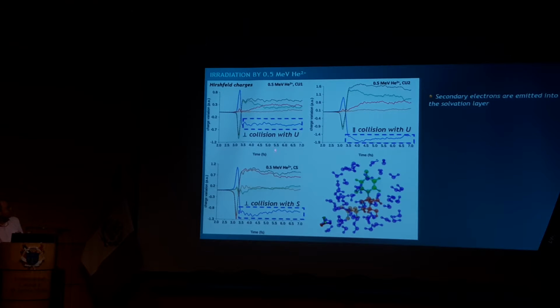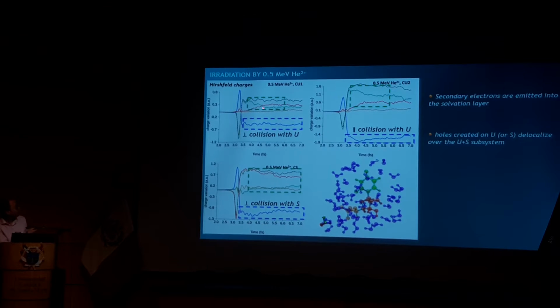Another thing that we can see is that the electrons that are emitted are now localized on the solvation layer, because the solvation layer now has a negative charge. So this is a little bit what is expected. We ionize the base, the electrons are expelled, and around is the solvation layer. But we see that it has escaped.